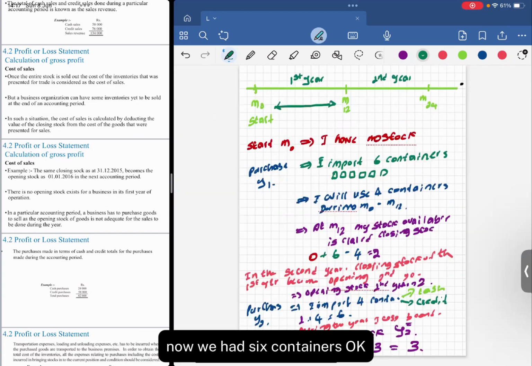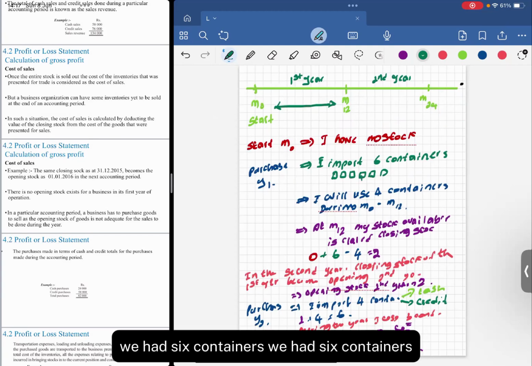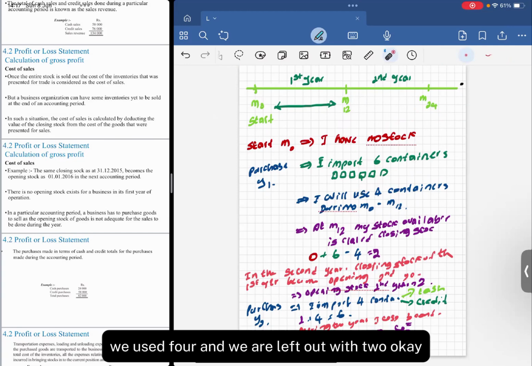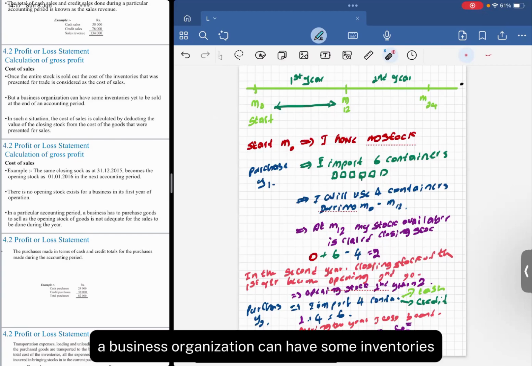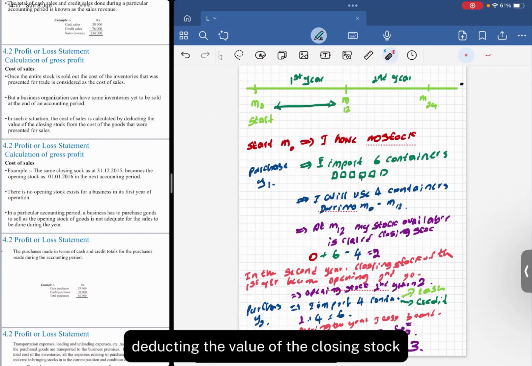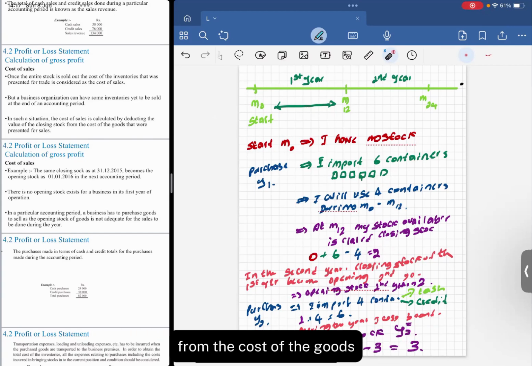Now we had 6 containers. We used 4 and we are left with 2. But a business organization can have some inventories yet to be sold at the end of the accounting period. In such a situation, cost of sales is calculated by deducting the value of the closing stock from the cost of the goods that was presented for the sales.